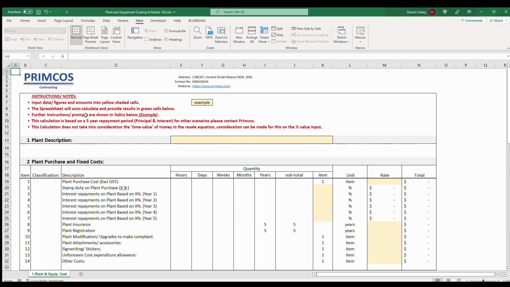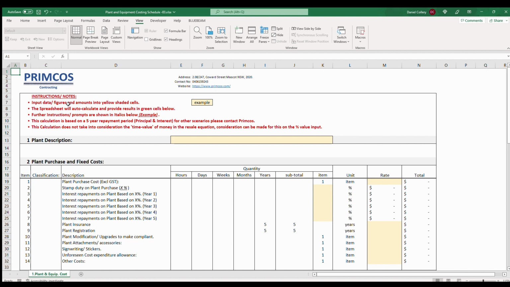In this schedule, I will work out the cost for an item of plant or equipment over a 5-year period. That's both fixed costs and ongoing costs over that period, and work it back to come up with a daily and hourly rate for that item of plant and equipment. This can then be used in tenders or pricing going forward as a relatively true cost for that item of plant or equipment. So we've got some basic instructions here.